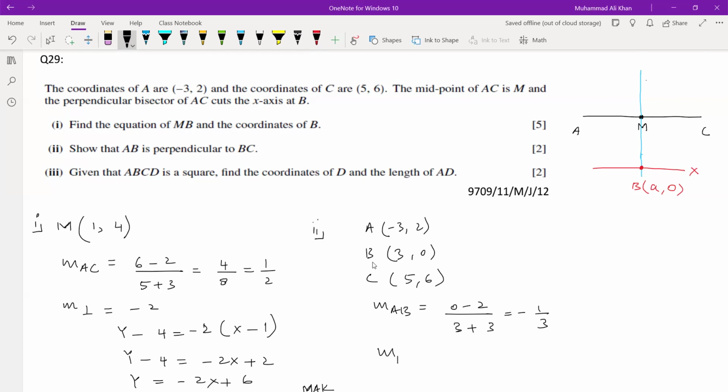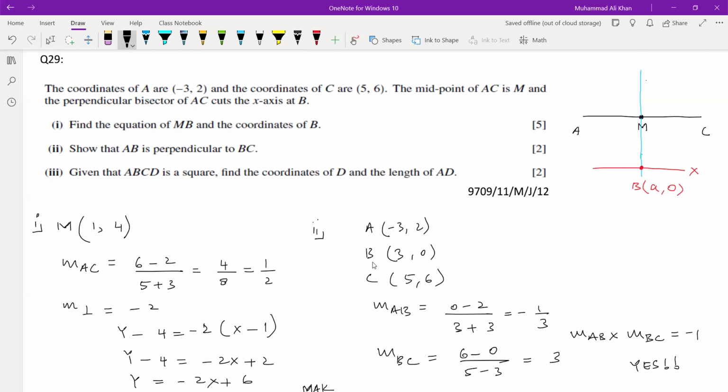The gradient of BC will be 6 minus 0 divided by 5 minus 3. Here it is 3. Gradient of AB multiplied by gradient of BC equals minus 1. Yes, they are perpendicular. Look, the gradient of both is negative reciprocal. Proved, they are perpendicular.